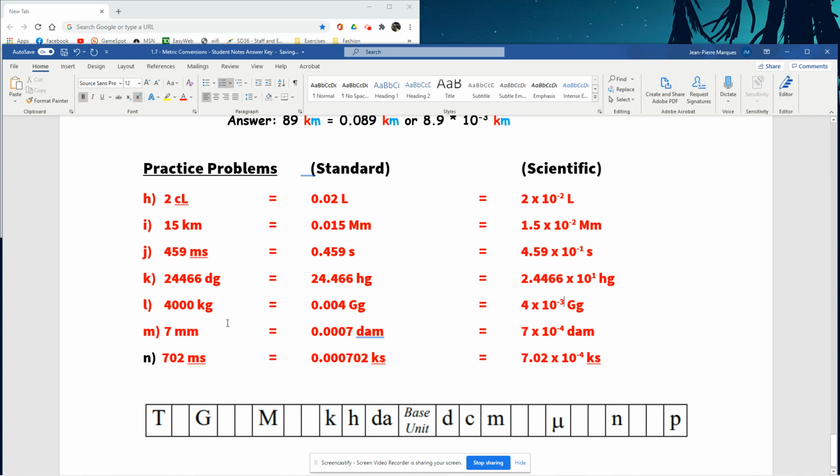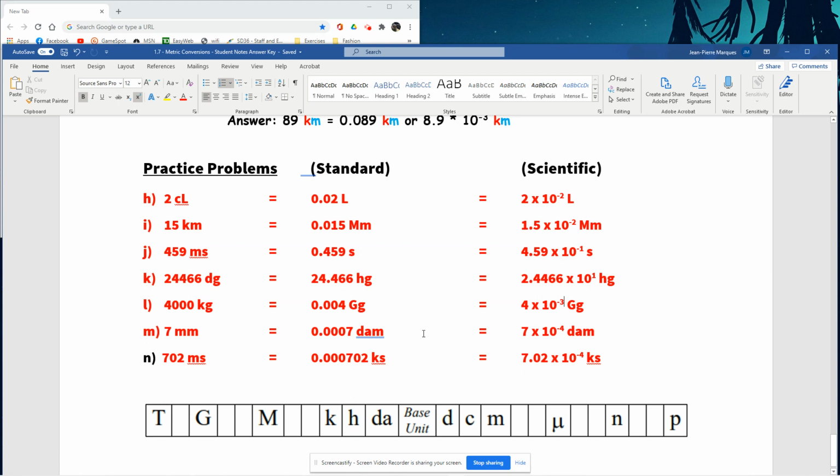Okay, letter M, millimeters. We go from millimeters, which is here, to decameters, which is here. Therefore, how many jumps? 1, 2, 3, 4. Therefore, I can move my decimal 4 places to the left. So if I started here, 1, 2, 3, 4 is equal to 0.0007 decameters. Or in scientific notation, 7 times 10 to the minus 4 decameters.